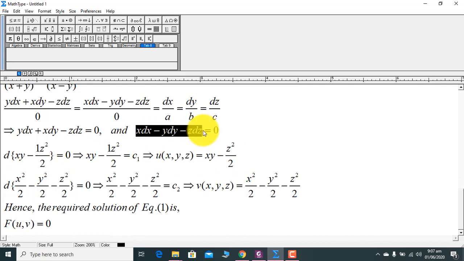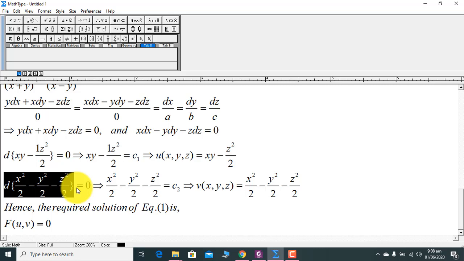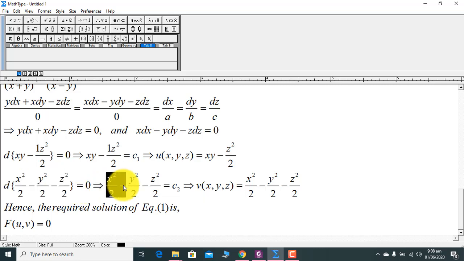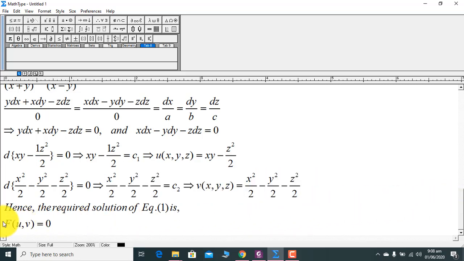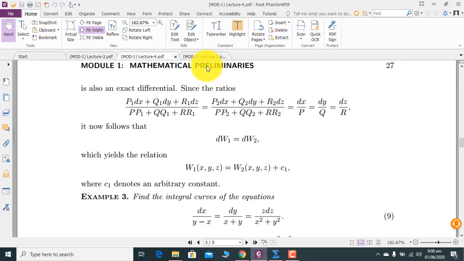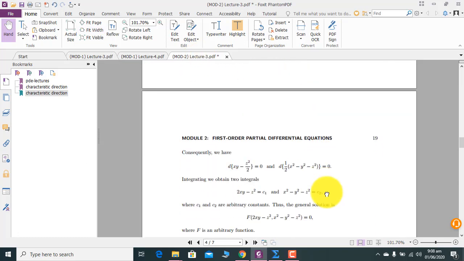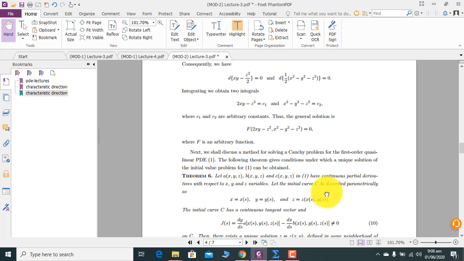Secondly, what is a function whose derivative can be x square by 2? What is a function whose derivative can be minus y square by 2? What is a function whose derivative can be minus z square by 2? So the total derivative of this sum of functions is 0. It means that the function itself is constant c2, and that will be your v in the theorem. So you can write the solution of equation 1 as f of u, v equal to 0. This is your answer.